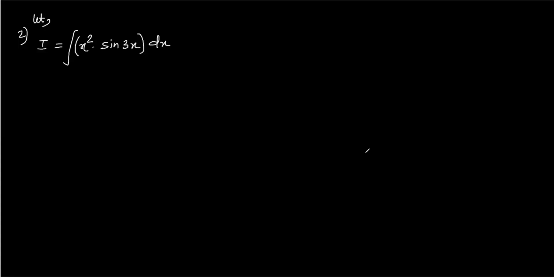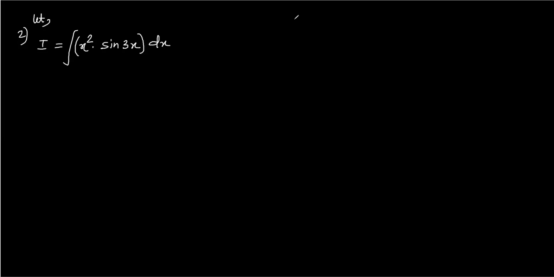So here we have the second question for practice, x square multiplied by sine 3x dx. So I have a product of two functions to be integrated. When I have a product of two functions to be integrated, the first thing I will think of is integration by parts. Nothing helps me but integration by parts.